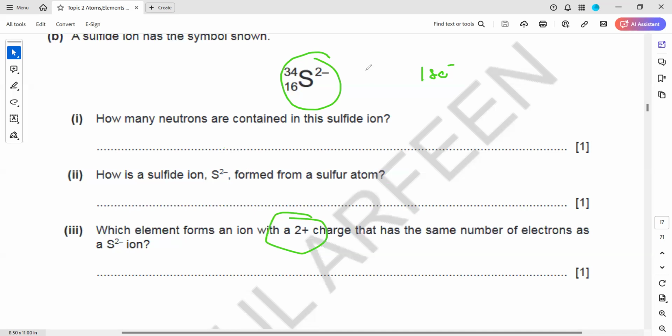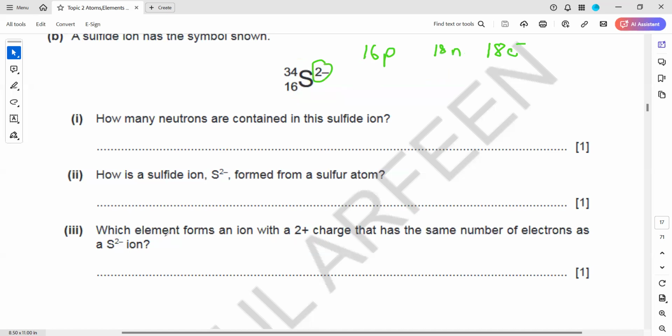We need an ion with a charge of +2, so it cannot be sodium. Look, when we work out the number of protons, there are 16 protons and 18 neutrons, and how many electrons? Because the charge is -2, it has 2 more electrons. So that's how it has 18 electrons.